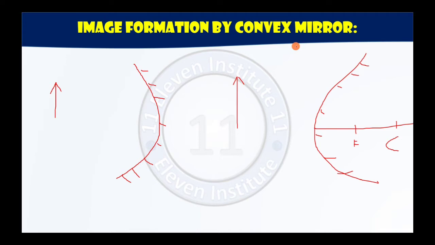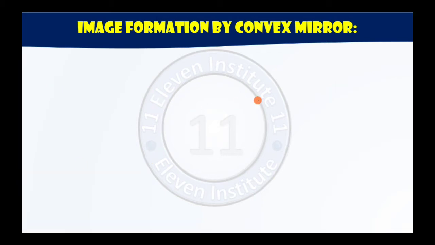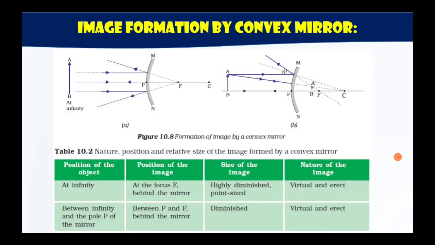But before beginning, make sure that we have only one fixation over here. You will always get a virtual and erect image with the help of convex mirror. Virtual and erect image with the help of convex mirror. So let us first see the cases over here. These are the two cases or two positions of the object we have. This is number 1 and this is number 2.